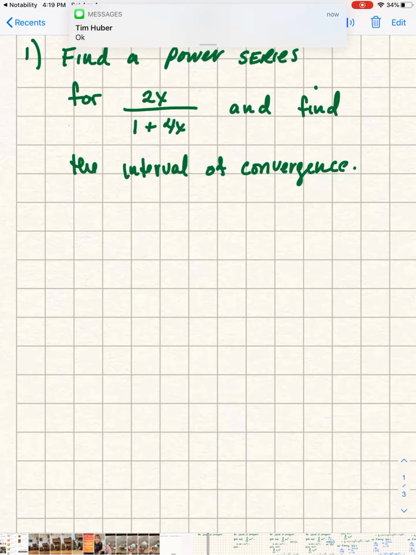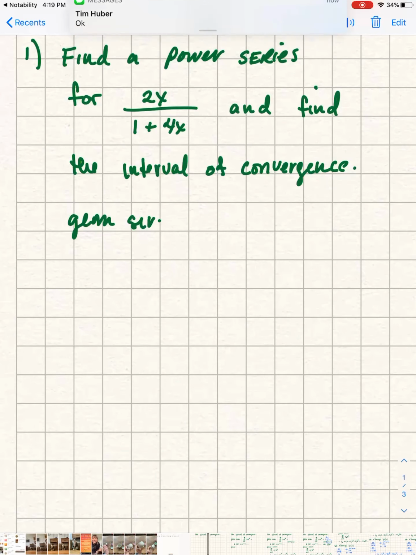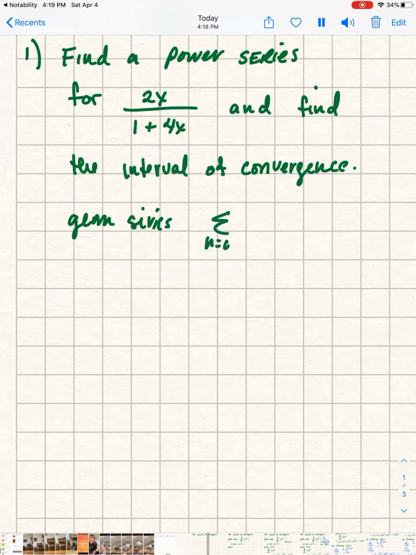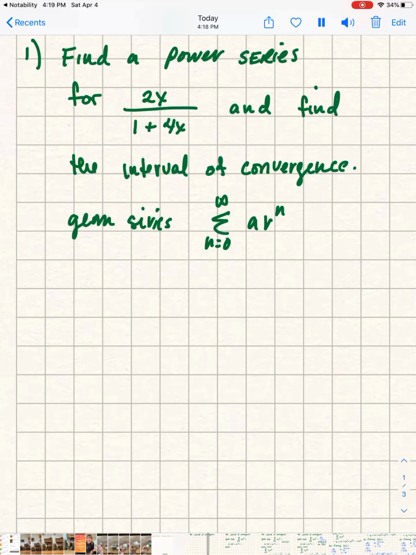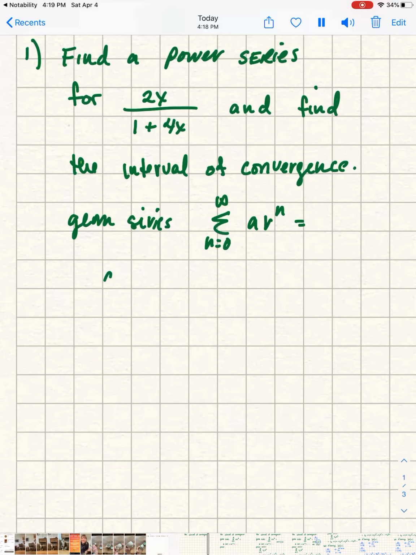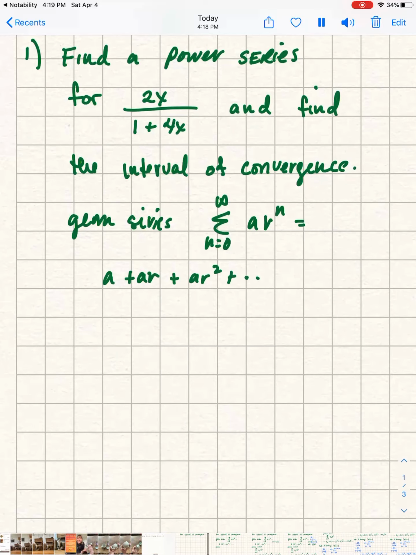So again, when you go back to the geometric series, it's going to look something like this, where you have a first term and then you have r to the nth power, meaning you're just going to have a plus ar plus ar squared plus dot dot dot and so on.